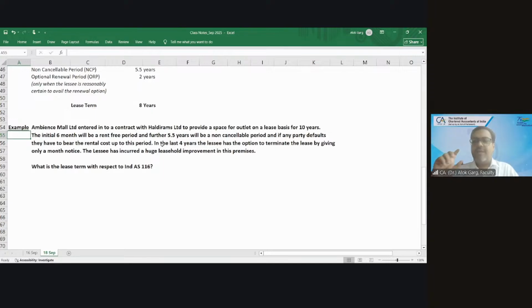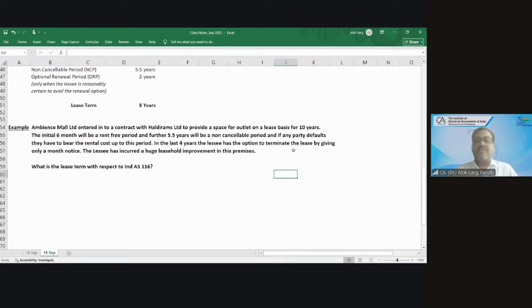What is the last 4 years? Optional termination period. It means after 6 years, the lessee can terminate the premise without any penalty, the lessee or lessor. In the last 4 years, the lessee has the option to terminate the lease by giving only 1 month notice. The lessee has incurred a huge leasehold improvement in this premises.